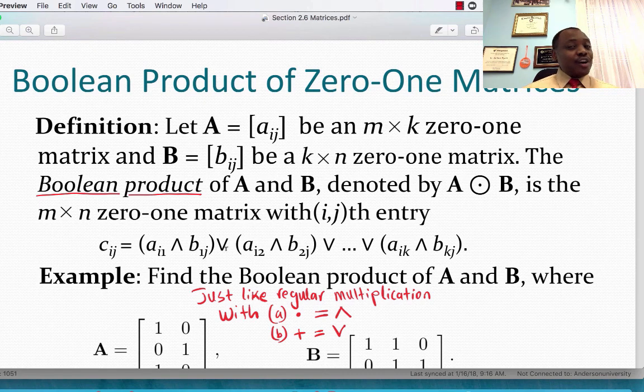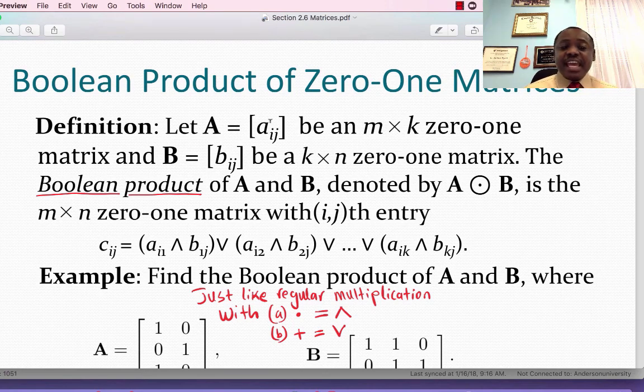Now, I do not want you to get confused at all. You perform the operation exactly the same as you perform matrix multiplication. It's just that this time around, instead of times, you'll be using and, and instead of plus, you'll be using or. That's all. Instead of multiplication, you would use and. Instead of addition, you would use or.